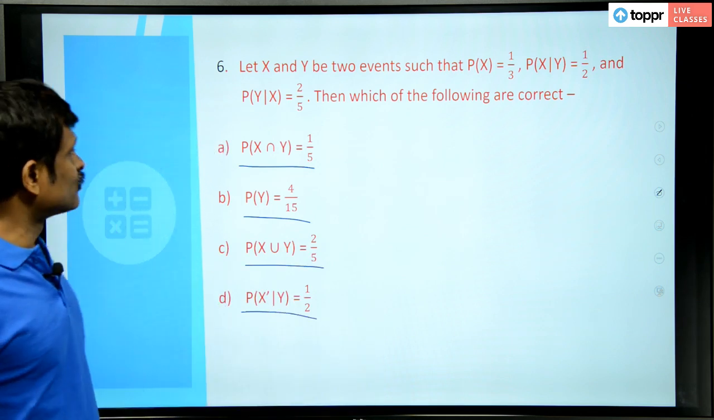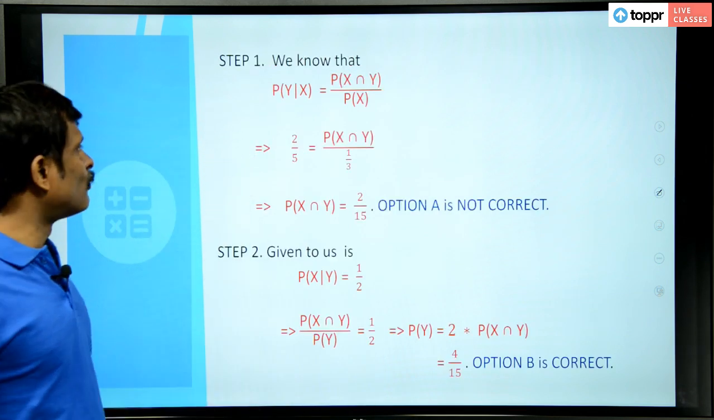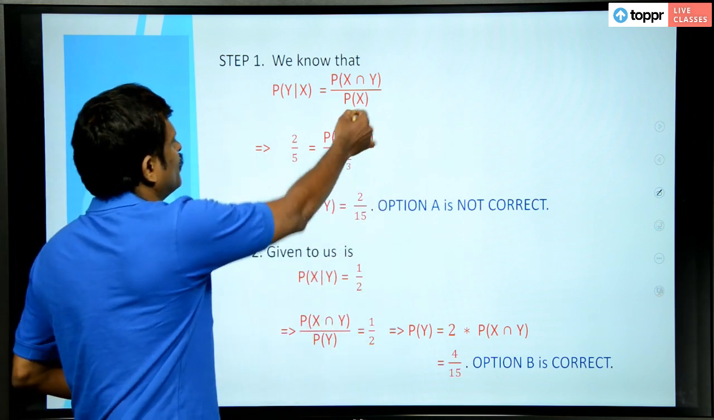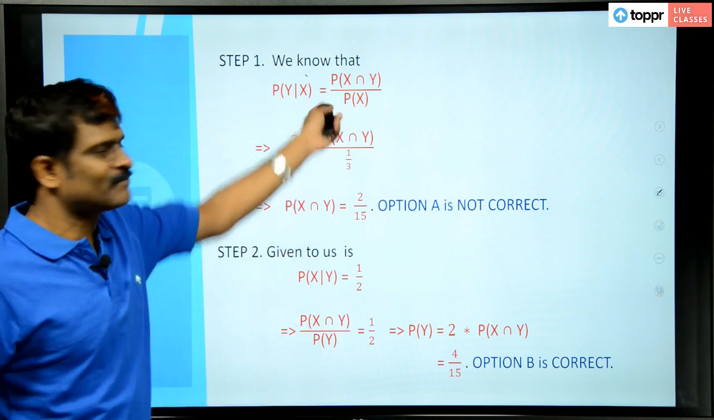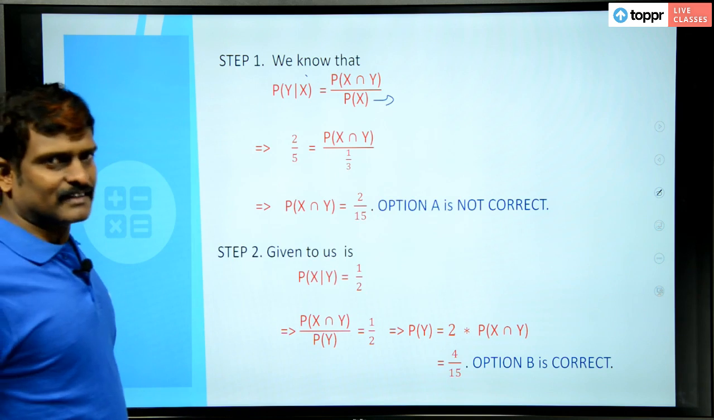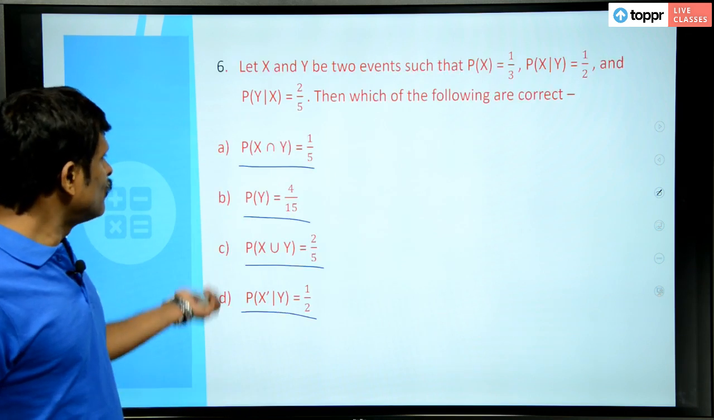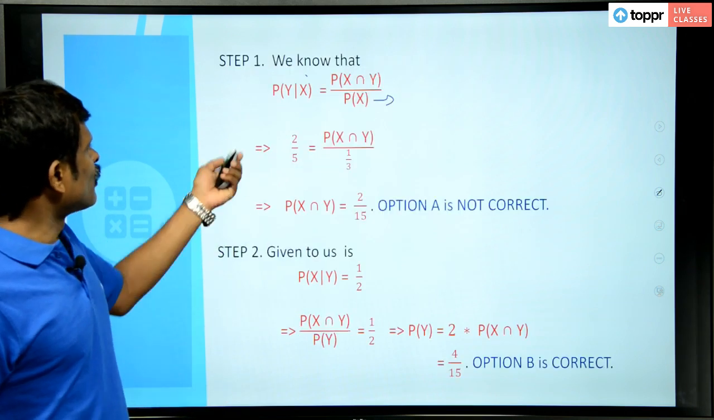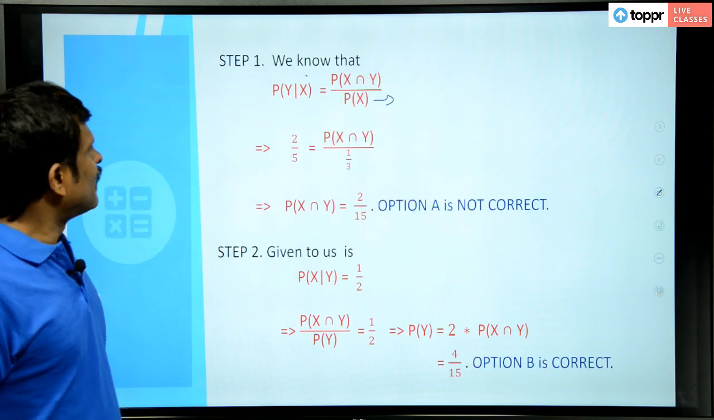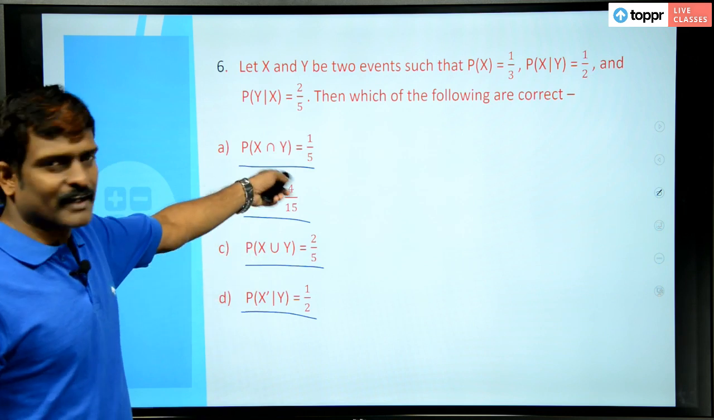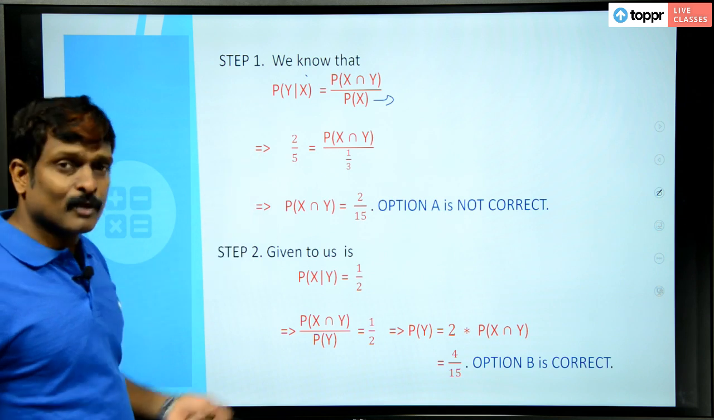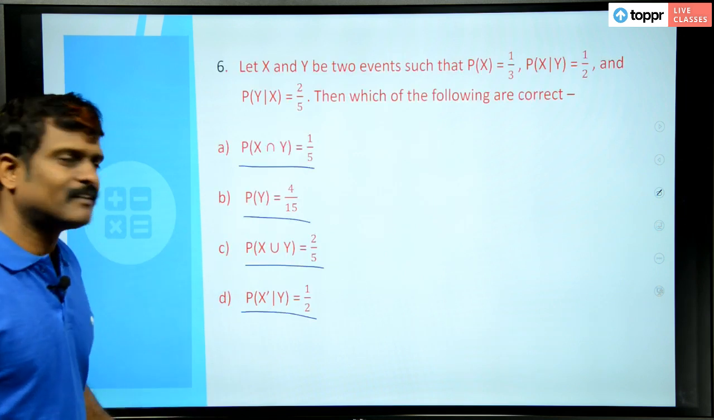By now I think most of you might be thinking of this formula, right. Probability of y given x is the probability of x intersection y by the probability of x. If it is x given y, then it is divided by the probability of y. So you just substitute the values here: the probability of y given x is 2 by 5. I substitute 2 by 5 and I need to find the intersection. That is the reason I have written the formula. You also have thought of that formula because you need to calculate x intersection y.